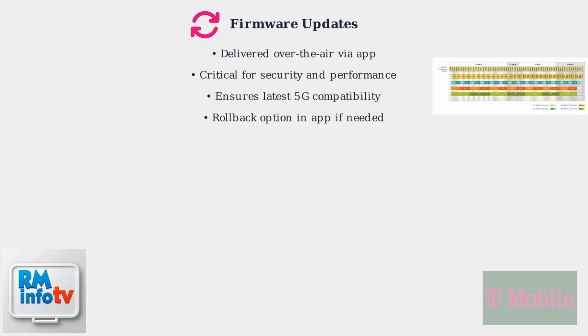Keep your gateway updated with firmware updates delivered over the air through the T-Mobile app or gateway interface. These updates are critical for security patches, performance improvements, and compatibility with the latest 5G standards. In the event of a problematic update, use the T-Mobile app to roll back to a previous version.